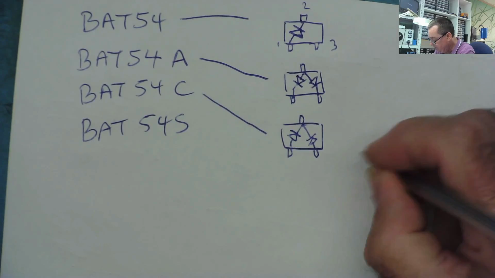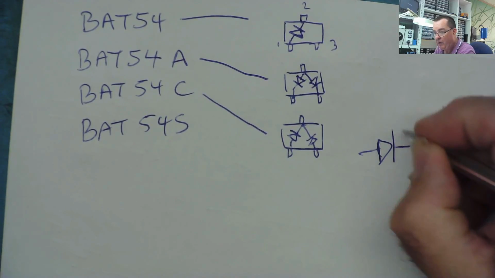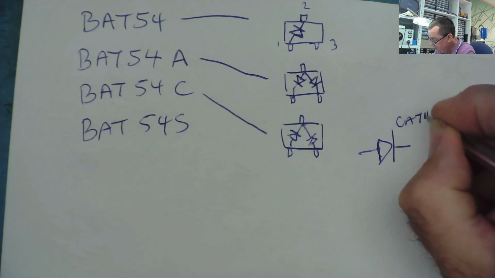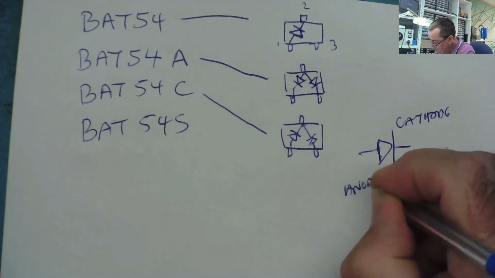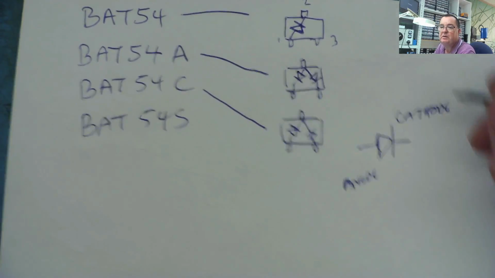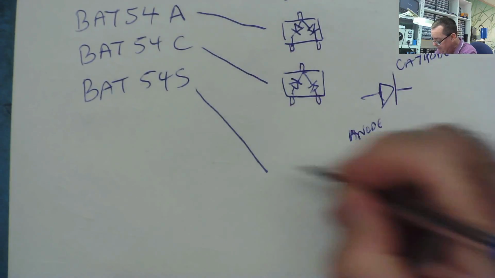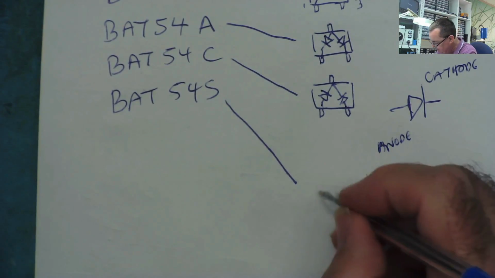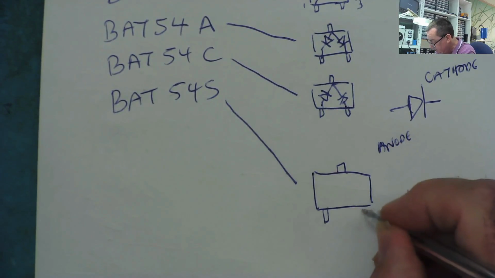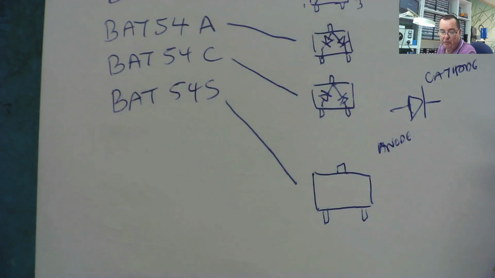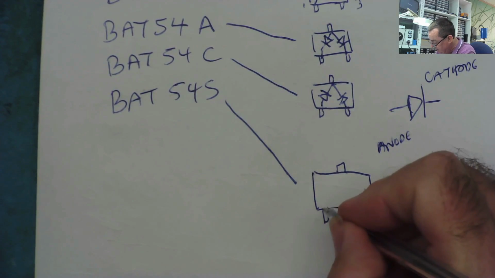Remember, the bar is the cathode and the other arrow is the anode. That's the name of the 2 terminals. What's BAT54S? What do you think this is? Again, it looks the same, 3 pins. It has 2 diodes in it. And there's only really one other possibility now, and that is this one.